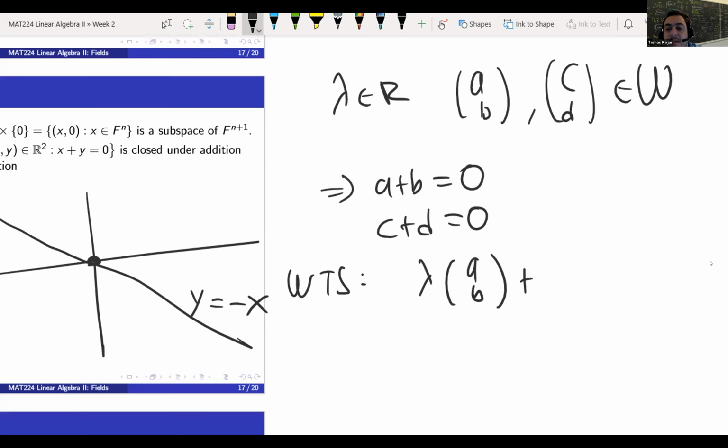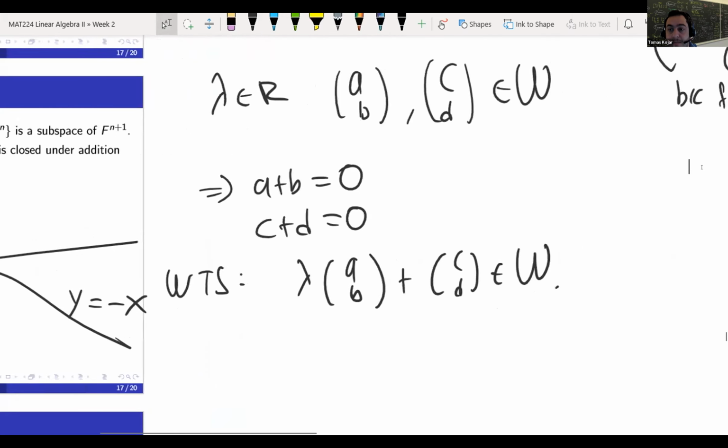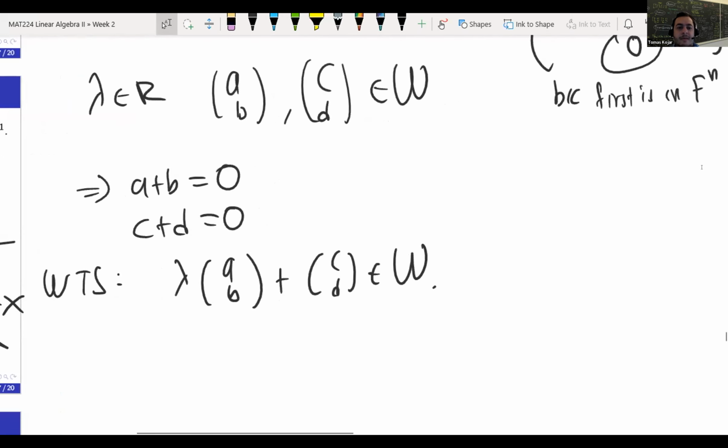Lambda AB plus CD is also in W. That's what we want to show, and that's called closure under scalar multiplication and addition. Again, you take V plus W to be plus V, so you can do component addition and component scalar multiplication.